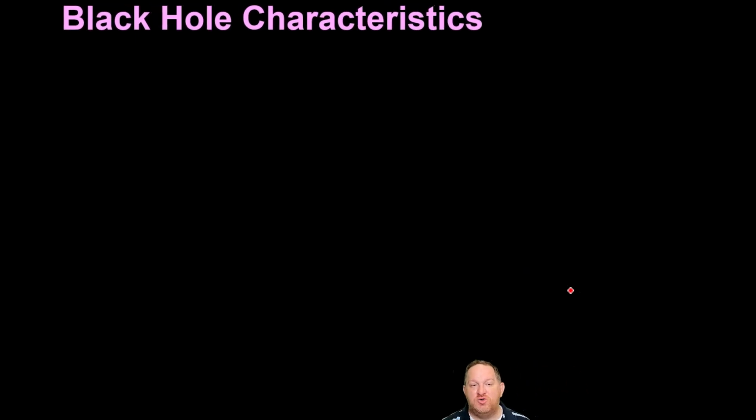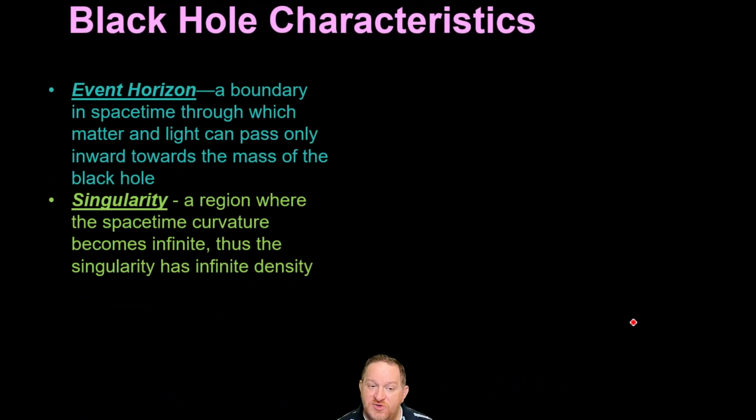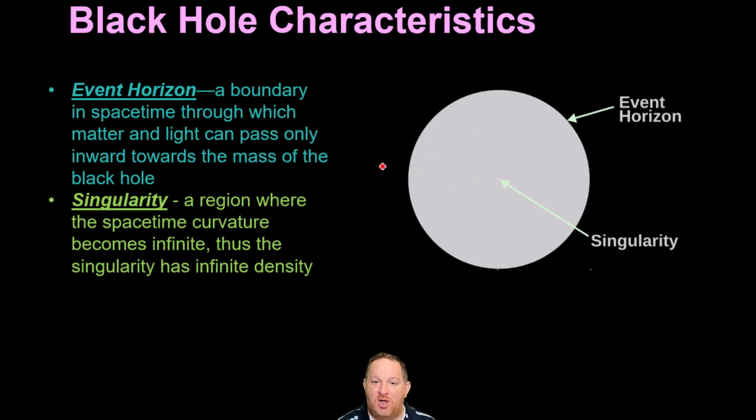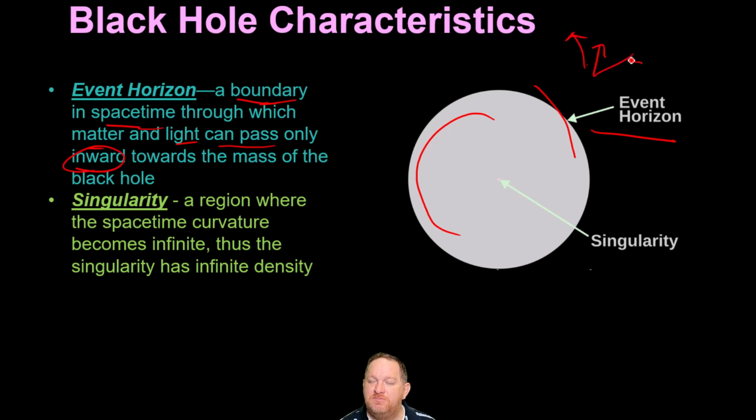So let's talk about some of the characteristics of a black hole. Black holes have a few characteristics which are probably pretty important to understand. If this was the black hole, I know it's gray, but imagine this was our black hole, this outer edge is called the event horizon. That's basically just a boundary in space-time through which matter and light can pass only inwards. When we're out here, light can pass and go in lots of directions. Past the event horizon of a black hole, light can only go in that direction.